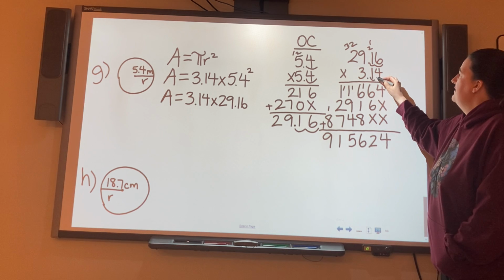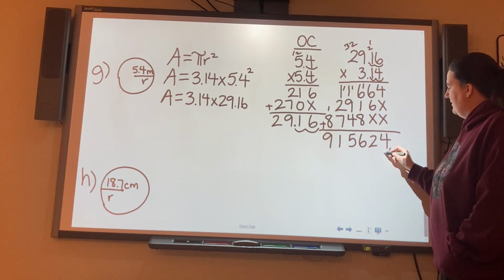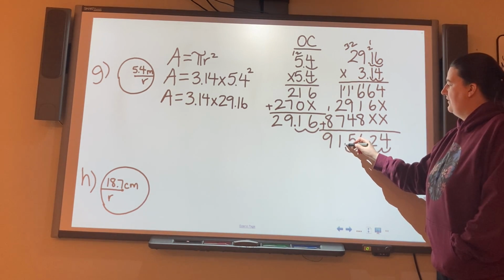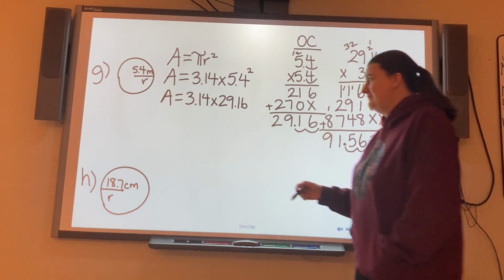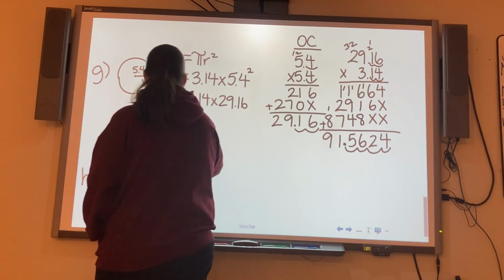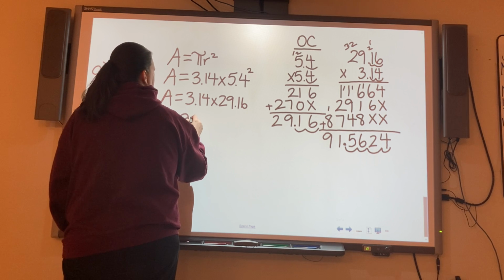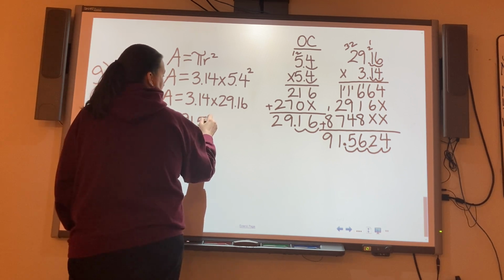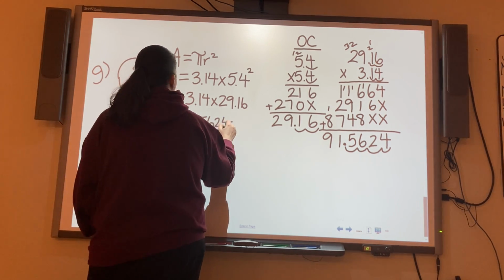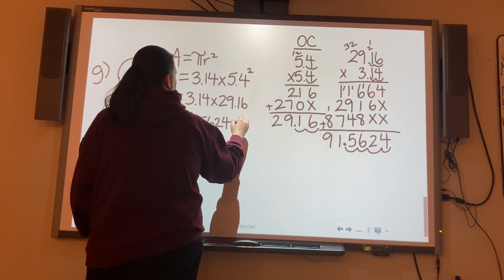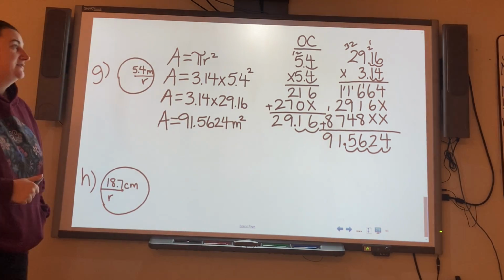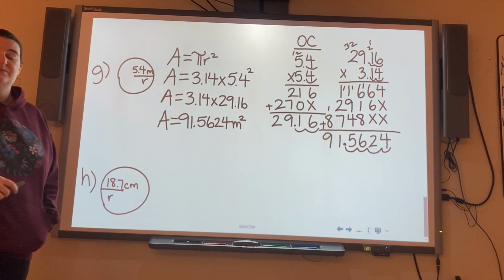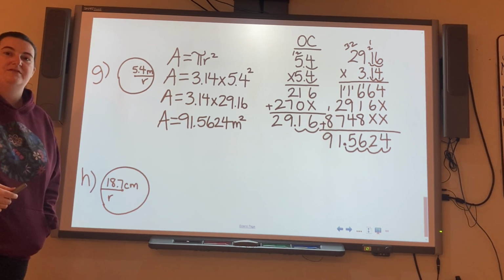1, 2, 3, 4 decimal spots. So the area of my circle is 91.5624 meters squared. So as you can see, the circle is probably the most complex of the areas that you've learned.